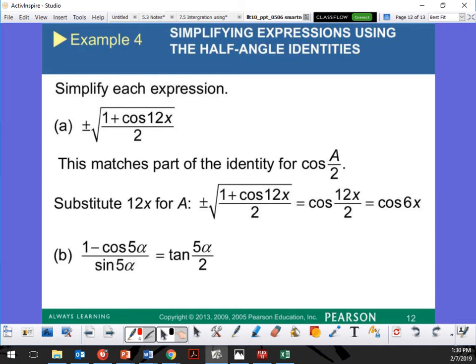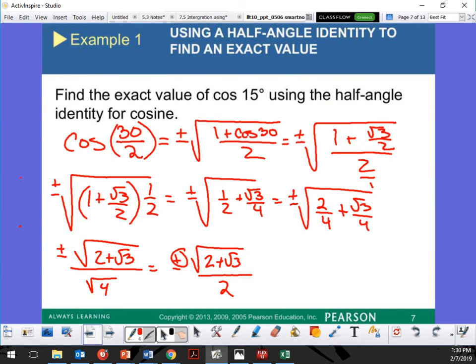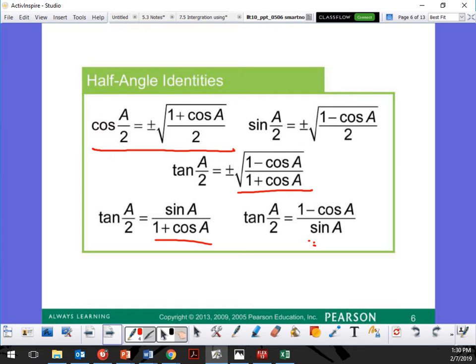Okay, so trigonometry, we're finishing up the half angle identities. For this first one, my half angle, I go and find the one that looks like this, 1 plus cosine all over 2. There it is. What's the only one that could be? Cosine A over 2, right?